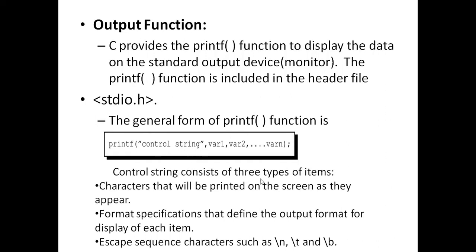And the control string consists of three types of items. One is characters that will be printed on the screen as they appear, so you can print the characters that you want to display on the screen. Then format specifications that define the output format for displaying each item. And we can also use escape sequence characters, such as \n, \t, \b. All these are escape sequence characters.